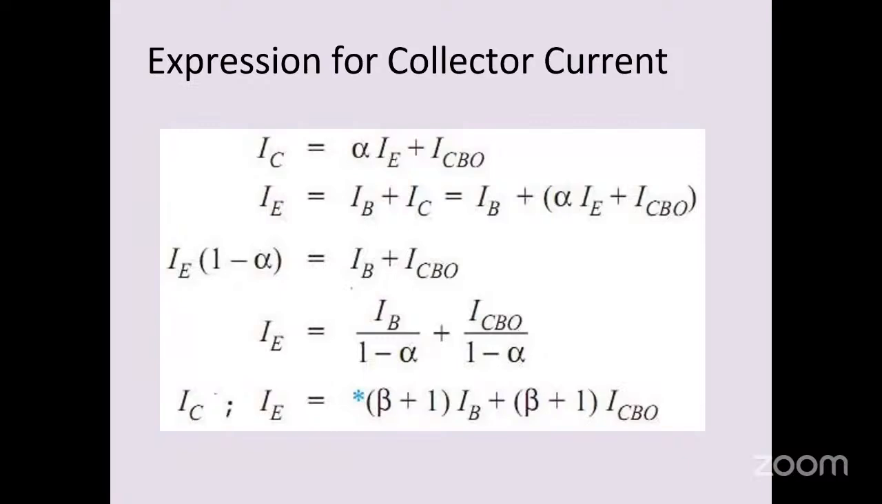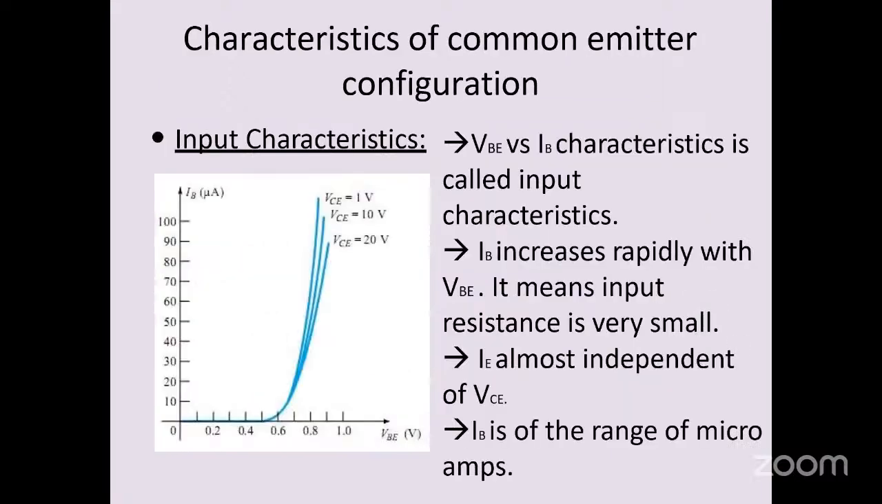Next, expression for collector current. This is beta. You know pretty well from the previous section, in common base, IC equals alpha IE plus ICBO, the basic equation. Substituting here, IC equals beta IB plus ICBO by 1 minus alpha. So what are the characteristics? If you change the collector emitter voltage, 20 volts, 30 volts, 40 volts, like that you have.